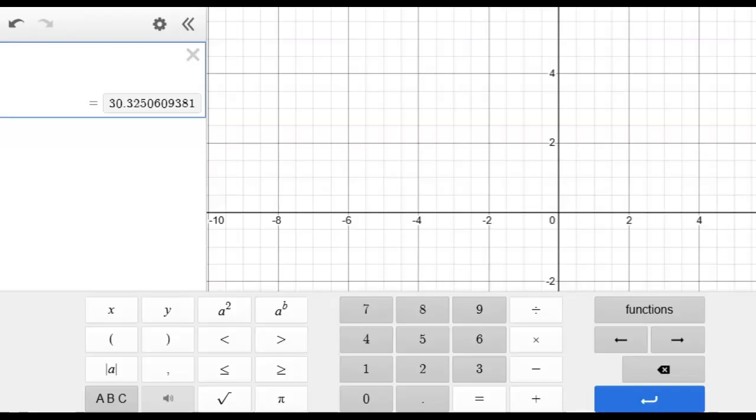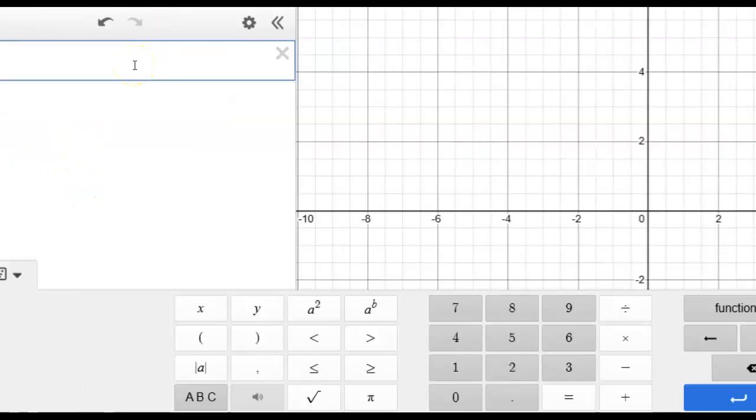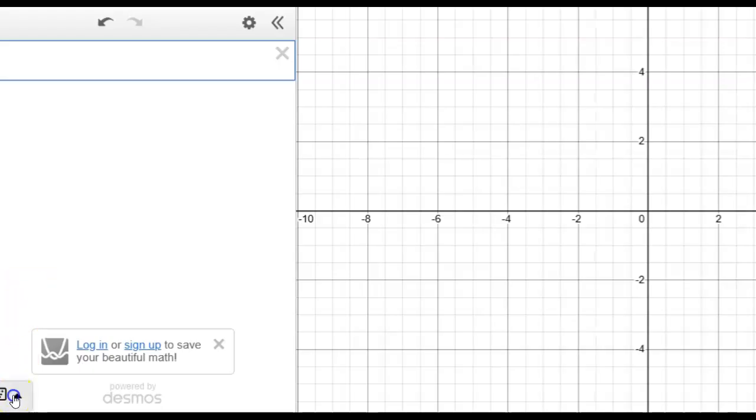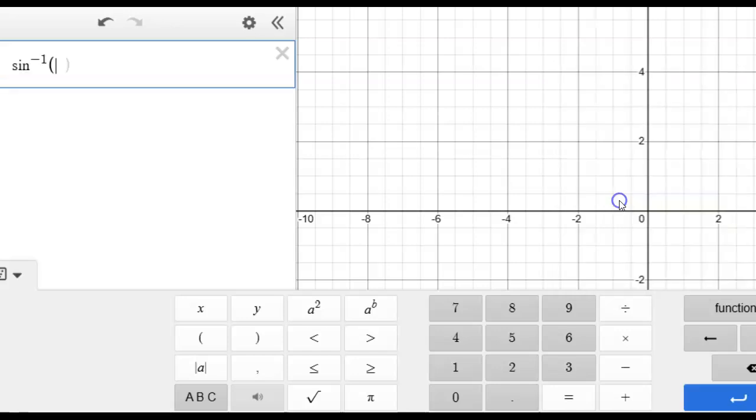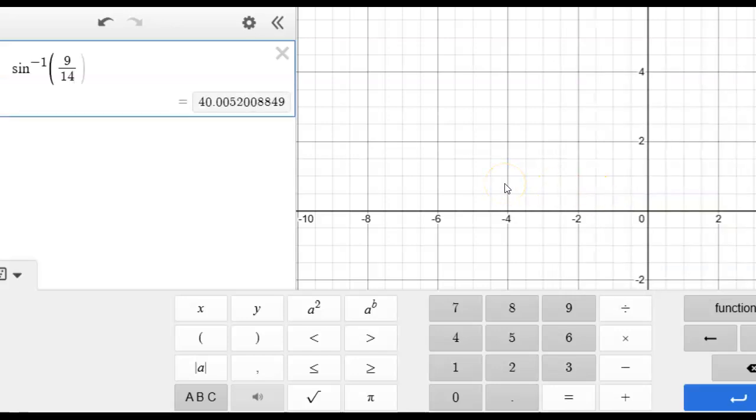I'll show you in Desmos what that looks like. Inverse sine, so we go to the little keyboard. We go over here to functions, and then you see inverse sine is the one with the little -1. You have 9 divided by 14. And that rounded to the nearest degree would be 40 degrees.